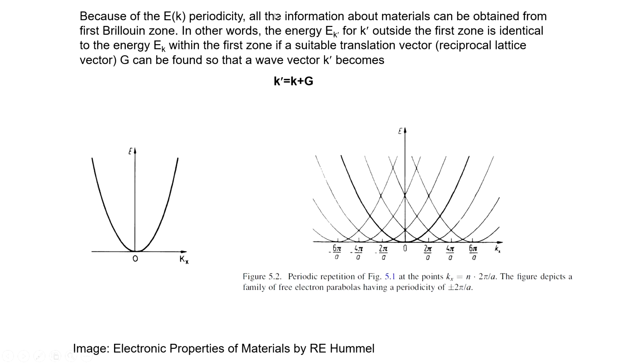Basically, because of E-k periodicity, if you plot this E-k diagram across the whole Brillouin zone, this has been plotted for just one zone for Kx. If I plot the E-k diagram across the whole Kx space, that is the reciprocal space, this is reciprocal space.